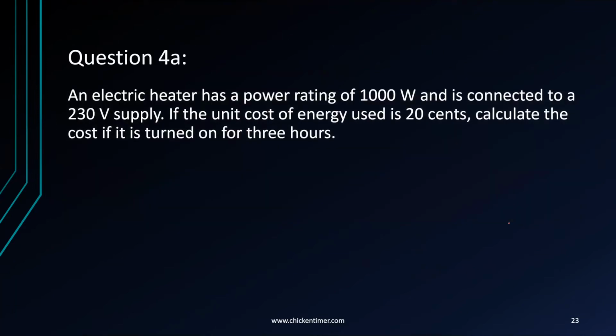You have an electrical heater that has a power rating of 1,000. So power is 1,000, I write down. Then it's connected to a supply of 230 volts. Then they say unit cost of energy is 20 cents. That means 1 kilowatt hour is 20 cents. Then they say calculate the cost if this thing is turned on for 3 hours.